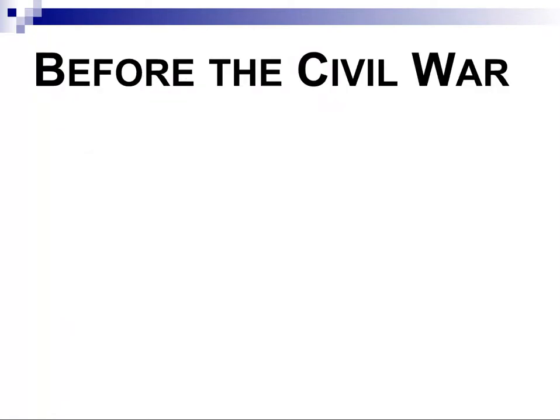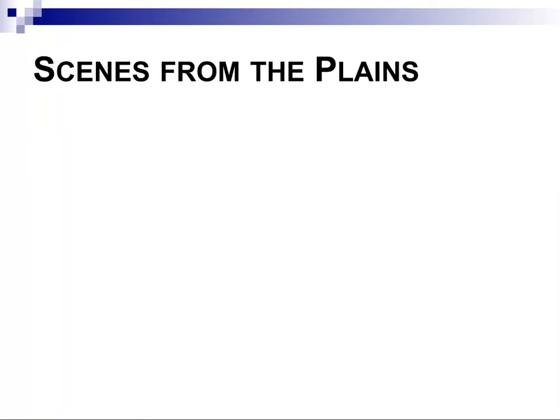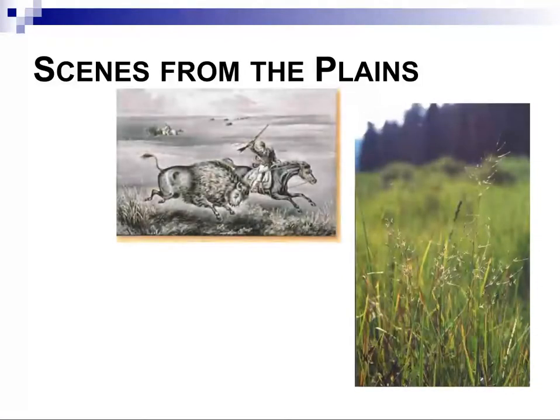Before the Civil War, and we're going to backtrack a little bit here, it was basically a treeless wasteland. Nobody stayed there. They went from east to west and they just left it. You had the Native Americans that lived there, but we didn't really mess with them for the most part. We just wanted to get out of there. So we're going to look at why that was different in a second, but a couple of pictures just sort of give you an idea.